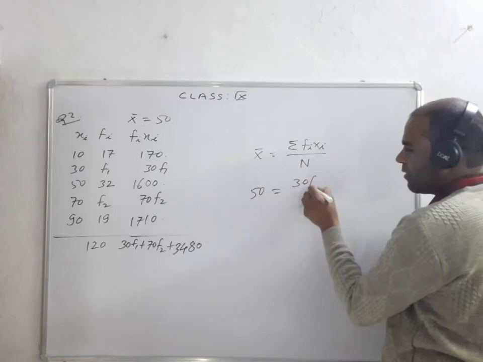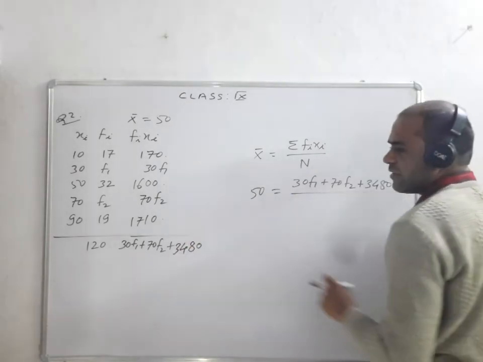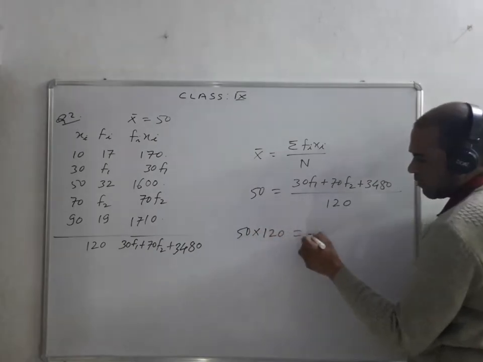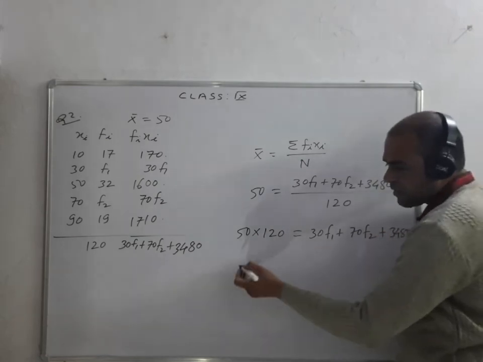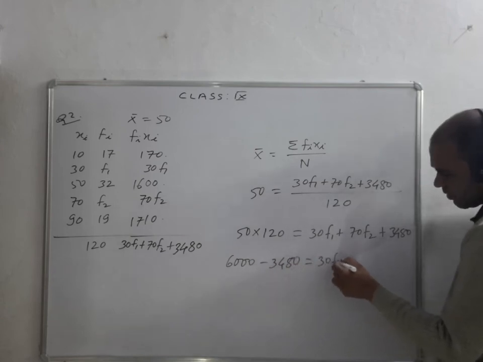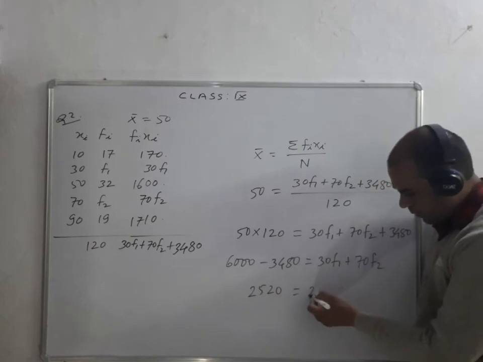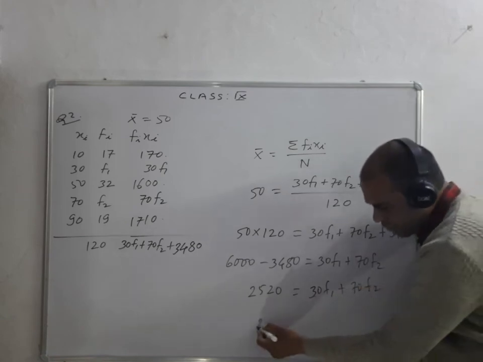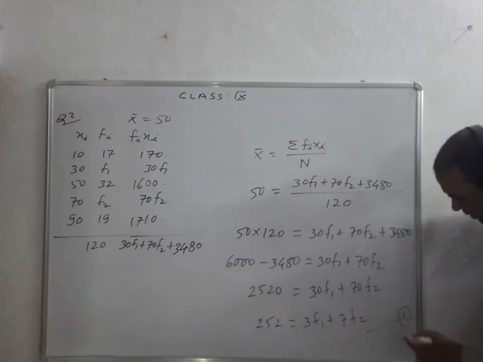So put the value of 30f1 plus 70f2 plus 3480 upon n, where n is 120, and cross multiplied it, 120 into 50. 30f1 plus 70f2 plus 3480, whose multiplication is 6000, and transpose the like term: minus 3480. 30f1 and 70f2, whose difference is 2520, is the 30f1 plus 70f2. Divide by 10: 252, 3f1 plus 7f2. This is equation first.